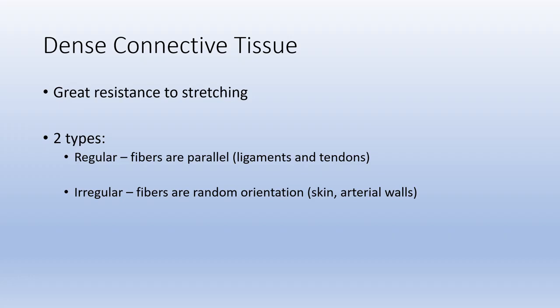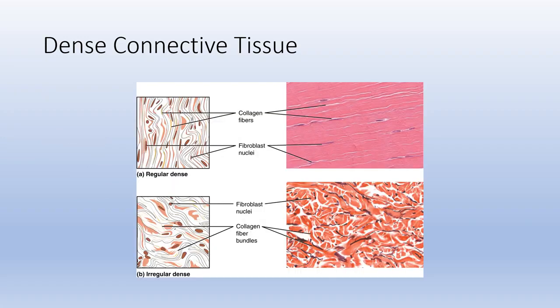Dense connective tissue has a lot of resistance to stretching. There are two main types, regular and irregular. As the name implies, in dense tissue the ground substance, that matrix, is much thicker than you saw in the loose. For regular dense connective tissue, the fibers are usually running parallel. Examples are ligaments and tendons, so they're very strong. In irregular, the fibers are just randomly in there, and an example would be the skin.